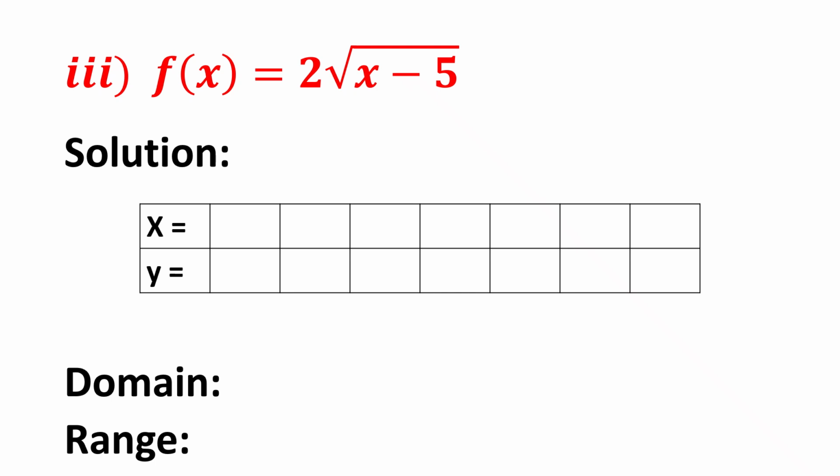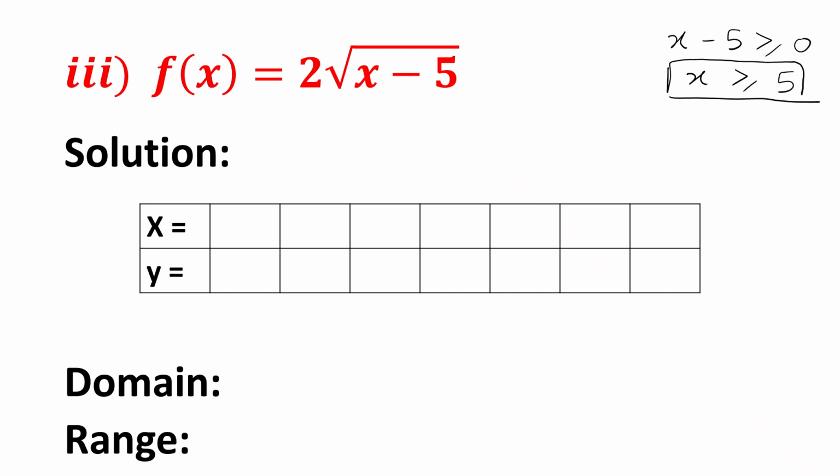This function consists of a square root, and we know that there should be no negatives inside the square root. It means that this x minus 5 should be greater than or equal to 0. From here, we can easily find out the value of x. That is, x should be greater than or equal to positive 5. So this is the restriction to our domain. Means x values should be greater than or equal to 5.